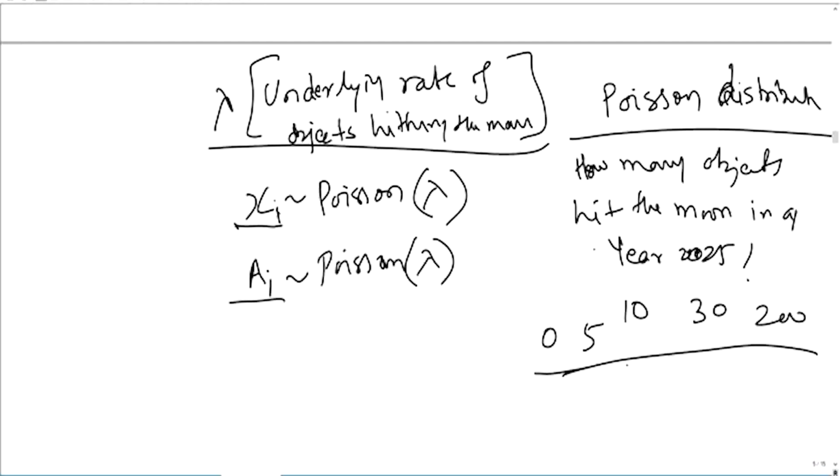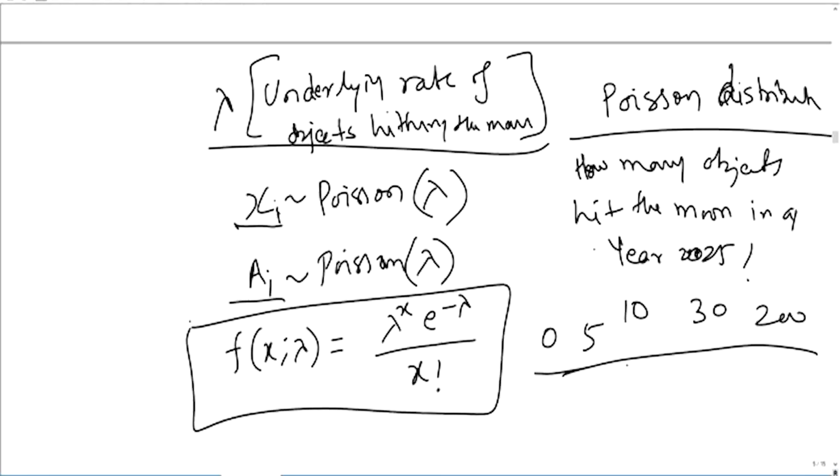But what is the Poisson distribution? Let us come to its probability mass function. The probability mass function of a Poisson distribution is given by lambda to the power x, e to the power minus lambda, divided by x factorial. If the number of occurrences x with underlying rate lambda follows this probability mass function, then we can say that x follows a Poisson distribution with underlying rate parameter lambda. So let us take a quick example.